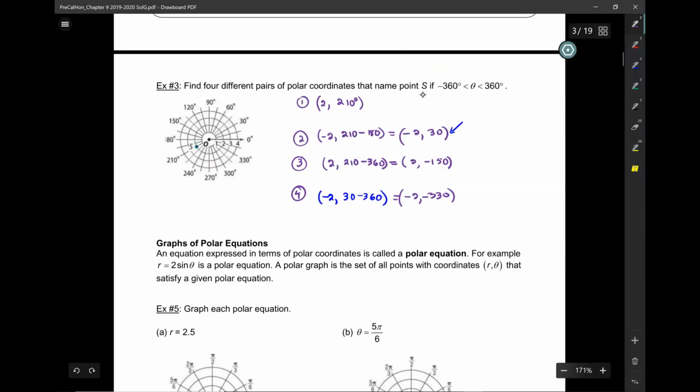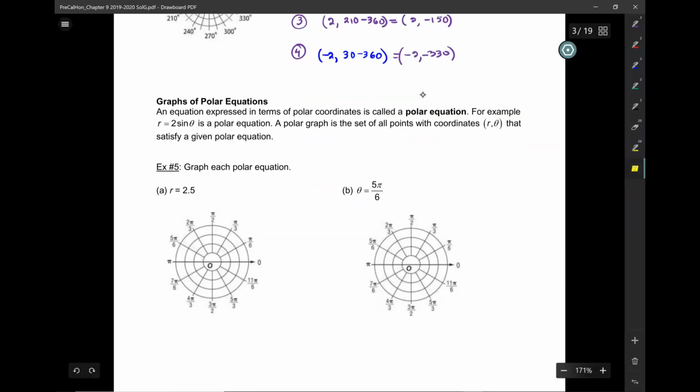Okay, so we learned how to plot points, okay? Now let's graph some equations.